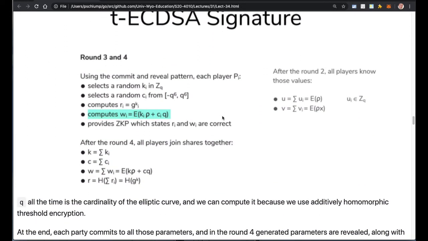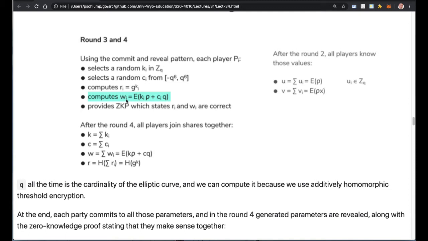And then, once we do that, we can calculate out k sub I times p plus c times q. And I know this is one of those weird computations, but what we're after is this encrypted w sub I. So we do the calculation on the inside and we encrypt it, and the w is going to allow us to get to the s.